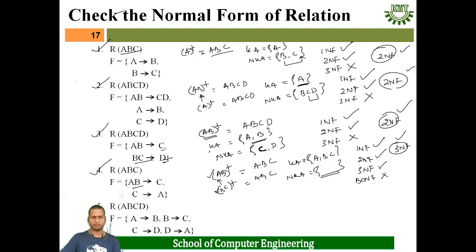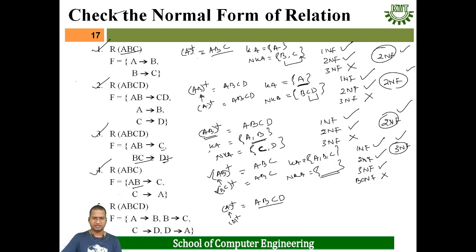Now check question number 5. In question number 5, the relation R has four attributes A, B, C, D. The functional dependencies are A determining B, B determining C, C determining D, and D determining A. Now we have to find A closure. A closure will be A, B, C, D. Now A can be replaced with D, so D closure will be the same, ABCD.